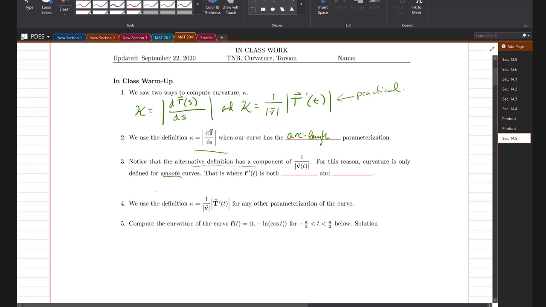And as a reminder, because we've said this a couple times, what's a smooth curve again? Where r prime of t is both what and what?